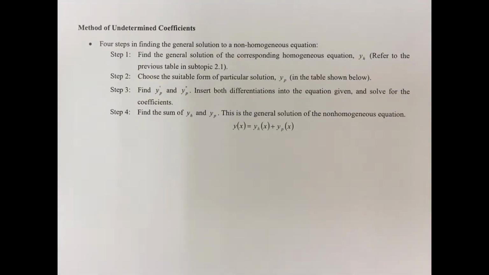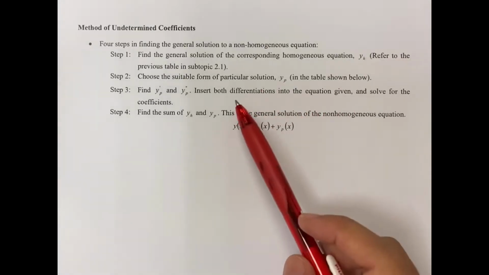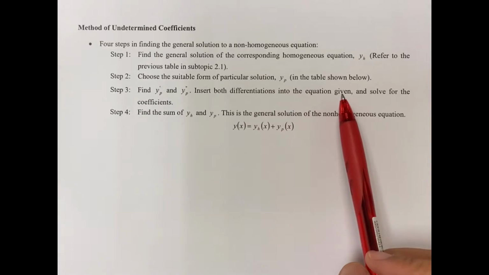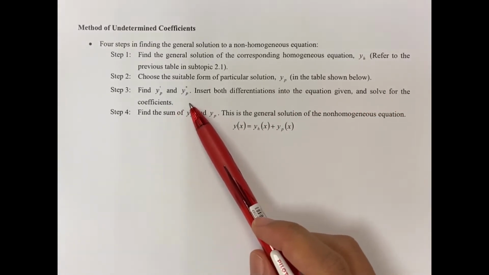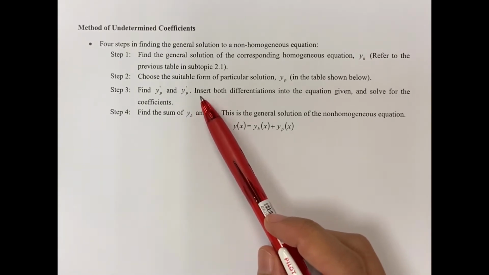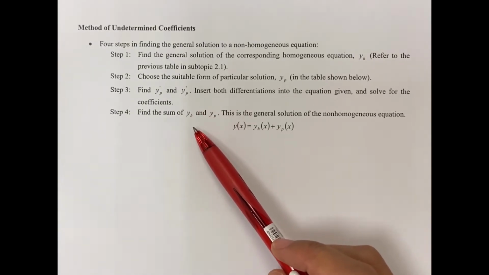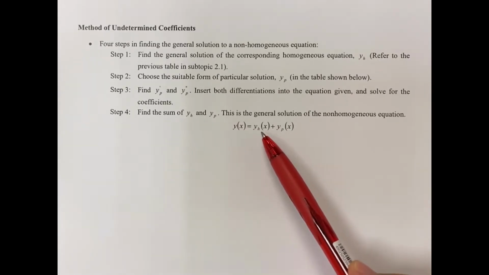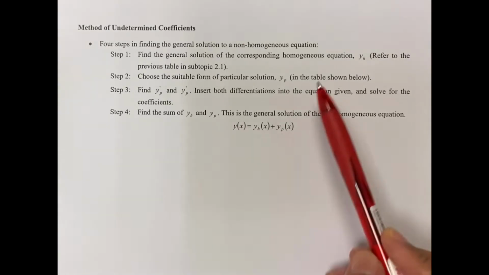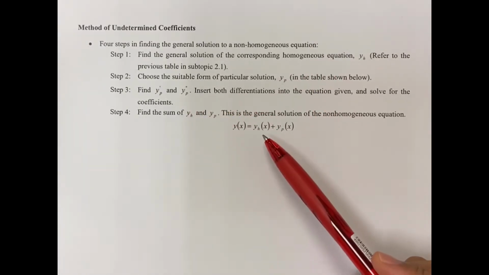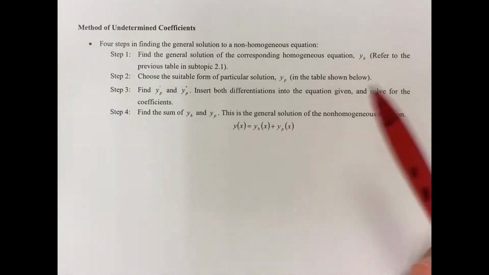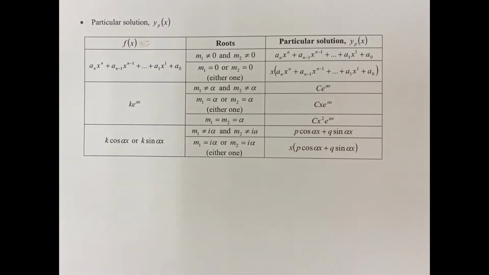The third step is to find Y prime P and Y double prime P. Insert both differentiations into the given equation and solve for the coefficients. So you need to find the coefficients for YP in the third step. And for the last step, to find Y(x), Y(x) is equal to YH gained from step 1 plus YP from step 3. Then you have your Y(x). I will show you how to read this table of particular solutions.